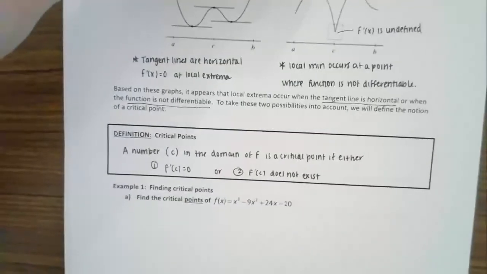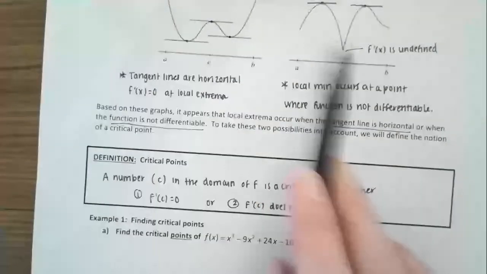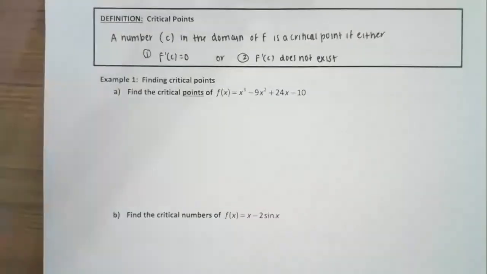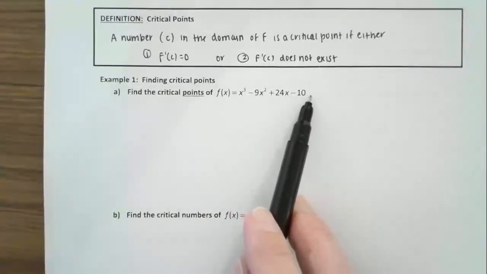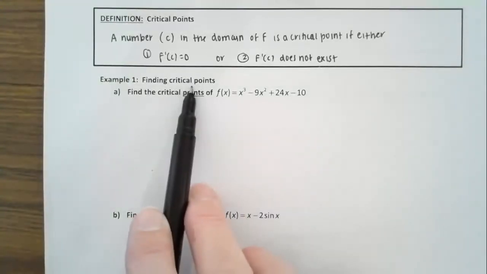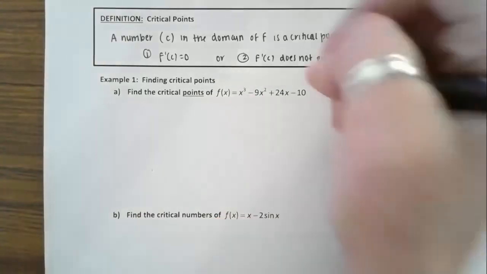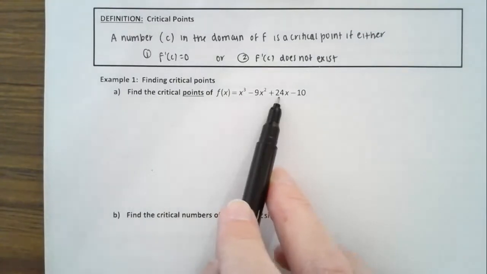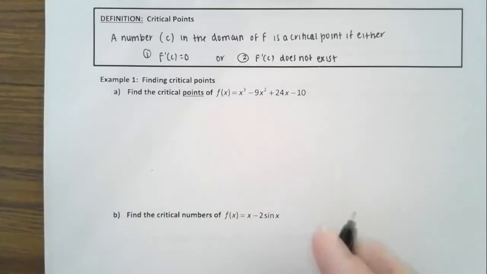Okay, so how do we know whether something's a critical point without looking at the graph? Like, how do I know whether a tangent line is horizontal, or how do I know whether something is undefined at the derivative? Well, this is where our calculus is going to come in. So if we are given a function without looking at its graph, we want to know what its critical points are. So what we can do is take this function, find its derivative, and then find the critical points using either 1 or 2 up here.